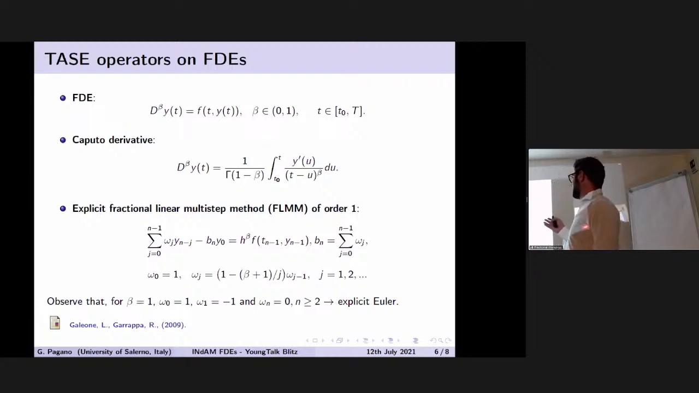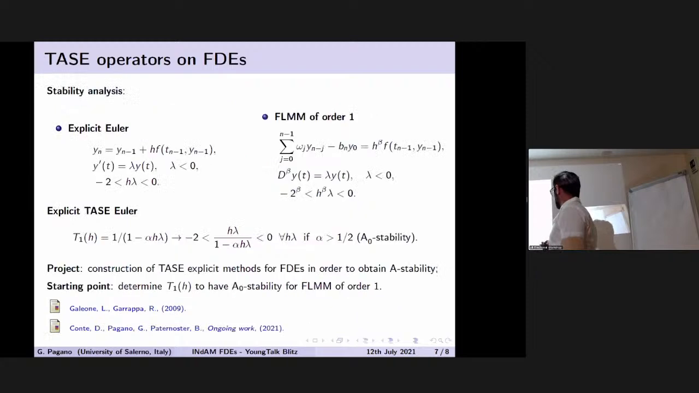Our project is to apply the same technique to fractional differential equations. For a matter of simplicity, we can consider the analogue of explicit Taylor for ordinary differential equations. As a starting point, we can consider this problem. In fact, if we consider the analysis of stability only in the case with lambda as a real parameter, we can see that the stability intervals of explicit Taylor for ordinary differential equations and Euler for fractional differential equations are very similar.